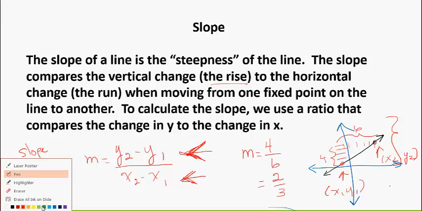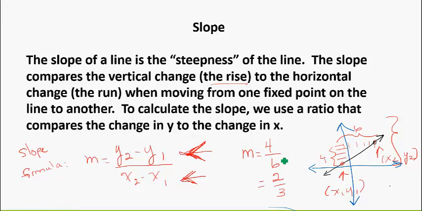Now, a common question that I'm asked here is, does it matter which one is your x1, y1 and which one's your x2, y2? It does not matter at all as long as your x1 and your y1 come from the same point and your x2 and your y2 come from the same point. So these values here need to be one coordinate, and these values here need to be the other coordinate. It doesn't matter which one you call x1, y1 and which one you call x2, y2.